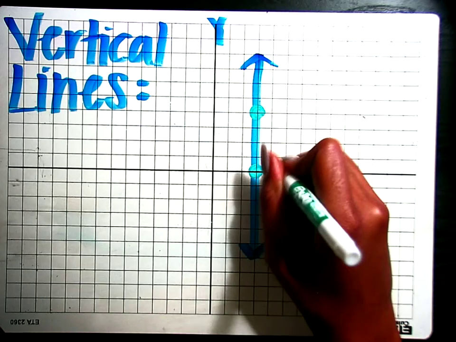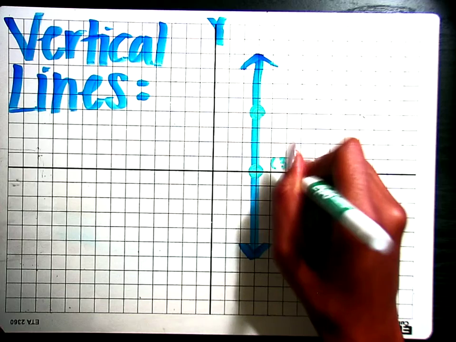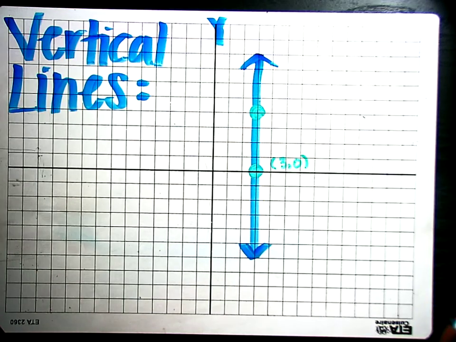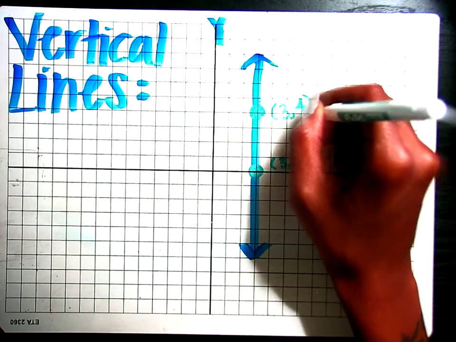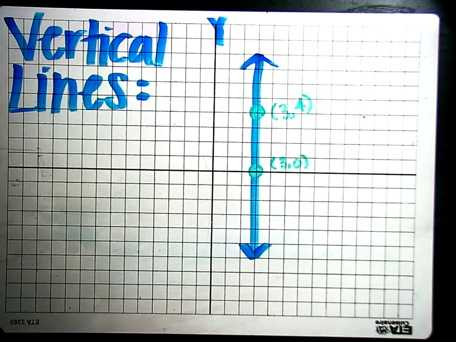This point here is at (3, 0), and this point here is at (3, 4). So now, there is something special about vertical lines, and we're going to figure out our slope to figure out what that something special is.